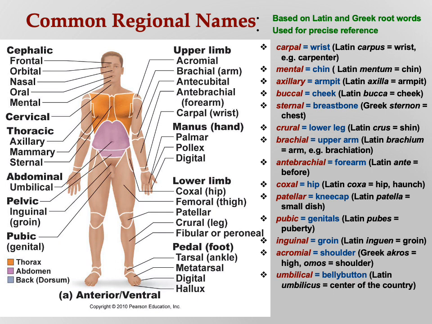Acromial is your shoulder. What a wonderful combination word. Akros in Greek, high, almost shoulder. It's your high shoulder. And umbilical, your belly button. Umbilicus Latin means the center of the country. And isn't the belly button kind of the center of your country? I think it kind of is.